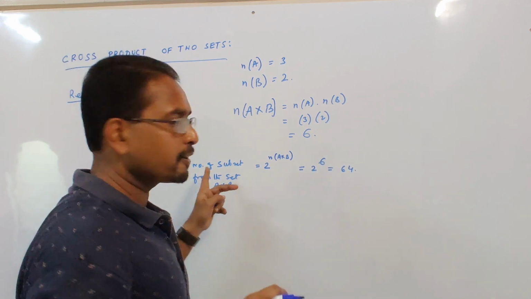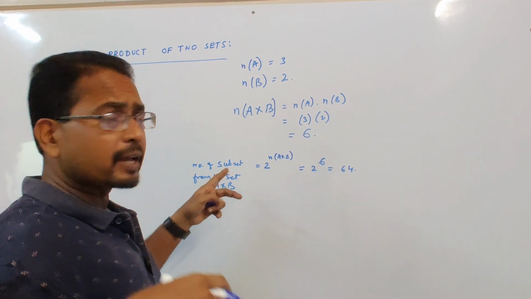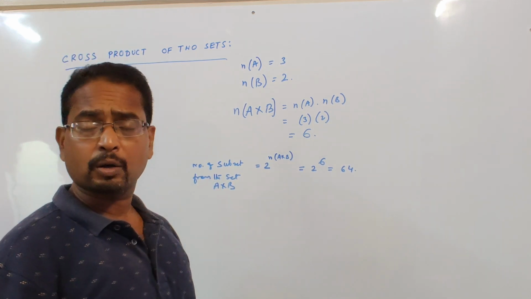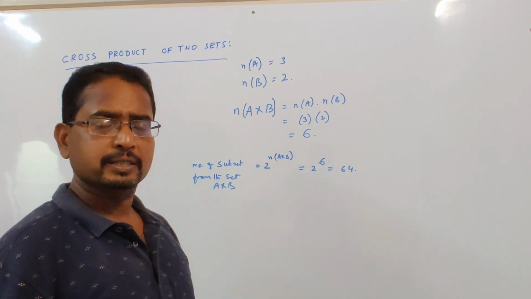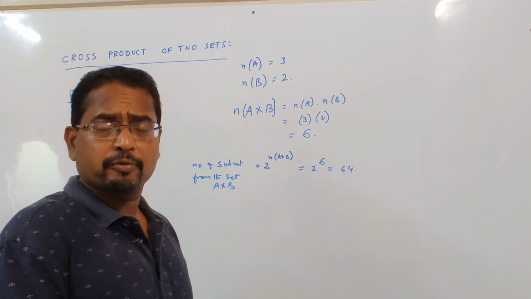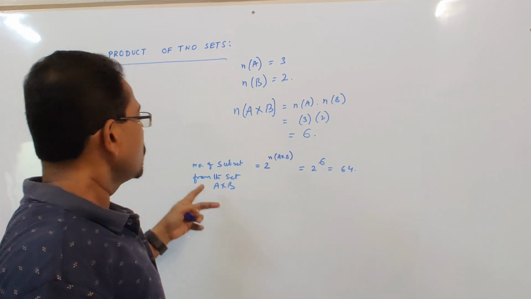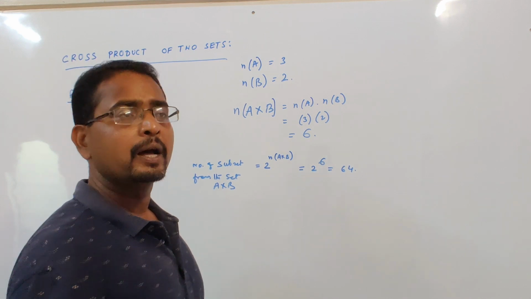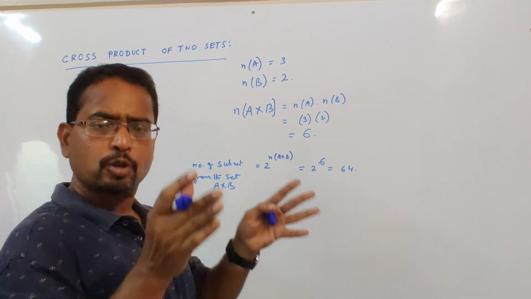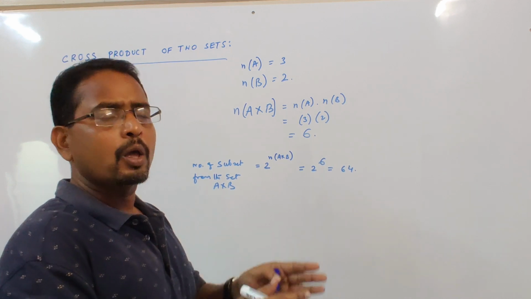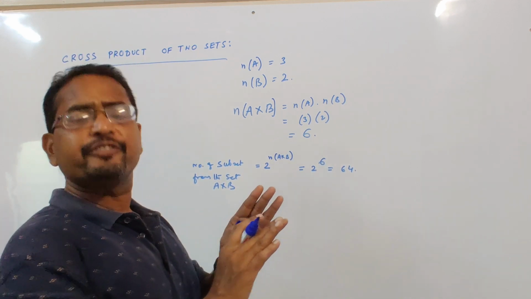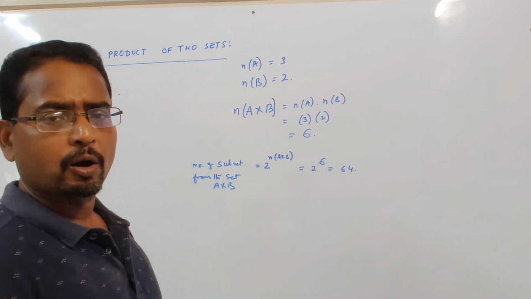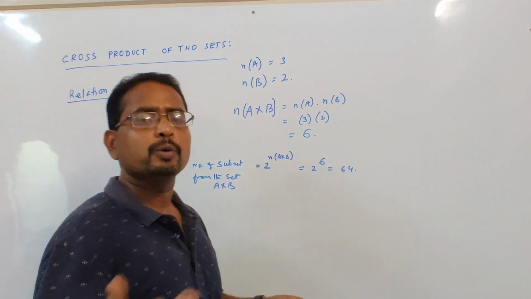So if the question is how many different relations are possible from the cross product of two sets, it will be the same as the number of subsets possible from the cross product of two sets. Relations are the subsets of the cross product of two sets, so the number of different relations possible will be 2 to the power of the cardinal number of the cross product of the two sets.